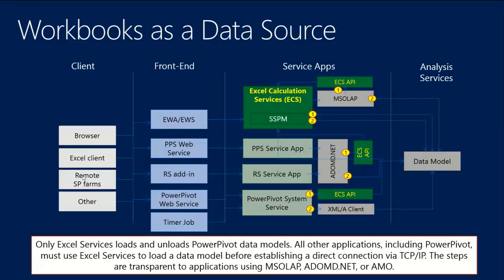You can do this same with remote farms. Let's say you publish a workbook that connects to a different workbook in another farm that goes also to the Power Pivot web service. And then we have all the others, such as the PowerView client. It's a Silverlight client that runs on your local machine that connects to the reporting services front-end add-in, that talks to the reporting services service application, that uses ADO-MD.NET, that talks to ECS, gets the model loaded, connects, and then comes back with the responses.